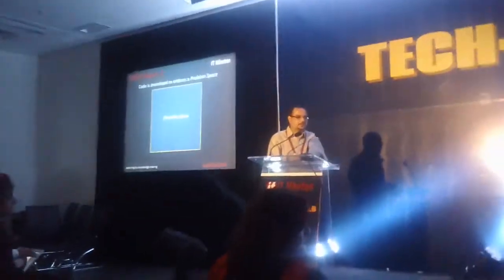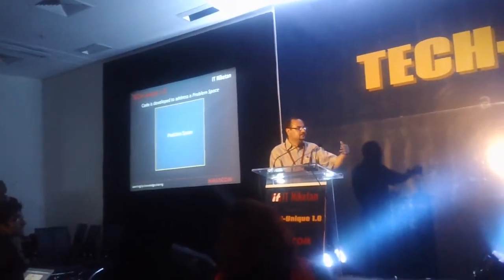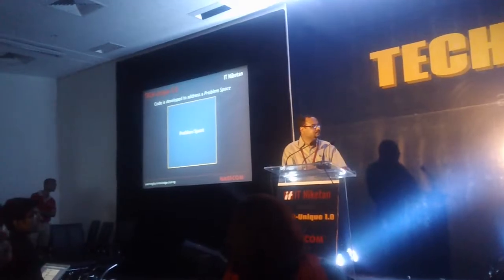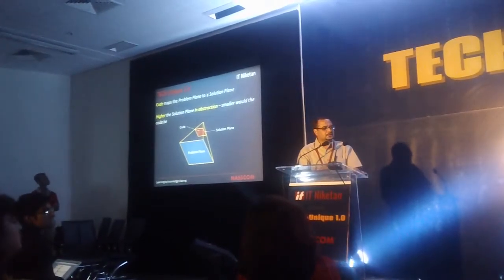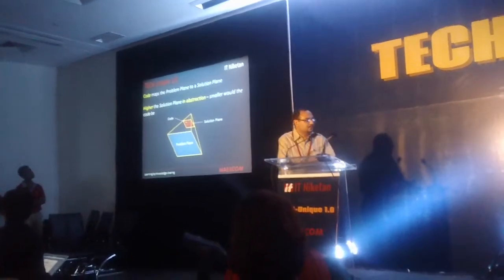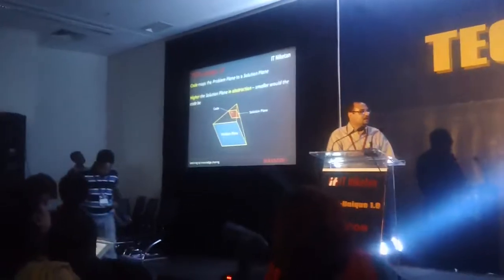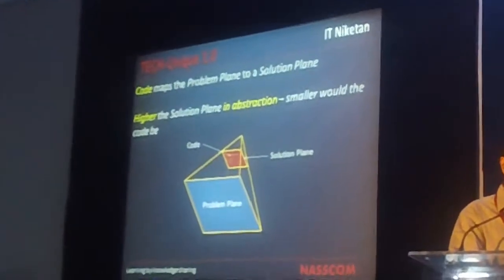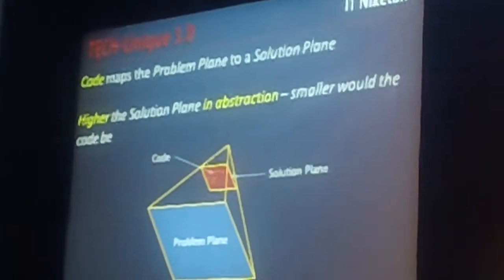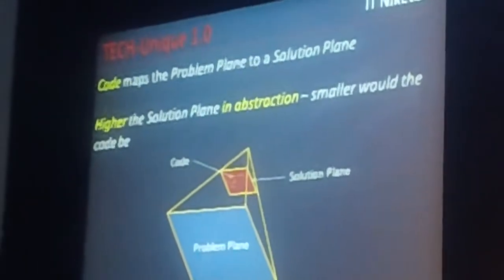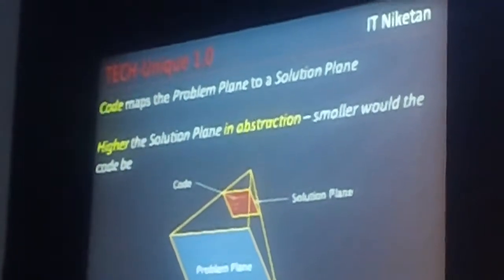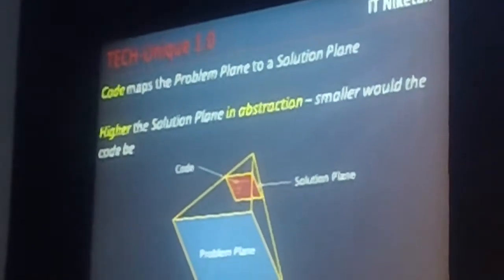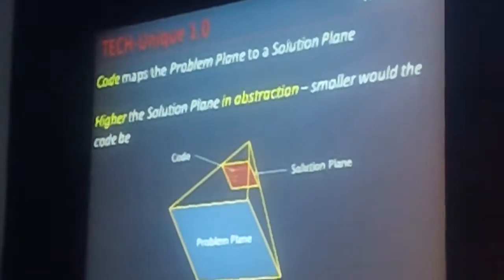Depicted by a small square out there. Please change it. So the art of writing small code depends on how we can map the planes of the solutions. The problem plane is there and there's a solution plane, and what we're trying to do here is map that. The farther we move the solution plane up towards abstraction, we have a smaller set of code.